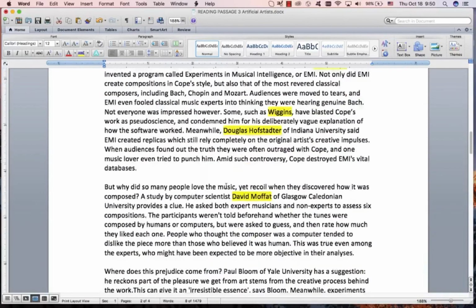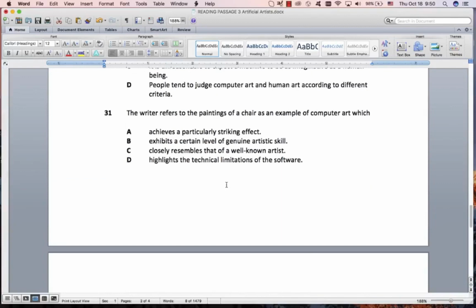Was it positive or negative? And they mean it in a kind of a positive way. It's a striking effect. He doesn't say that it's skill. He doesn't say anything about resembling, and he's not talking about the problems. He's talking about the effect. So that one was A.